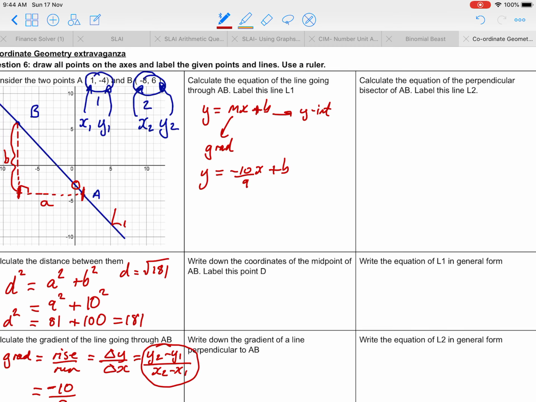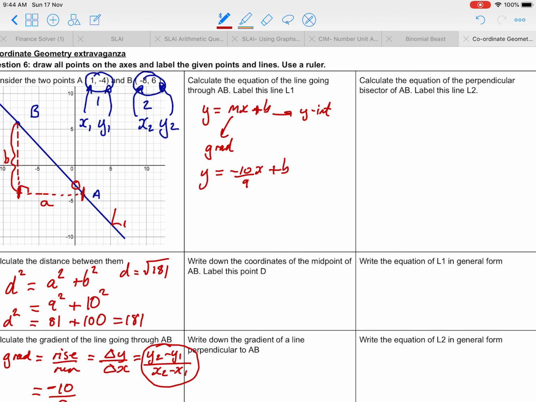So let me just zoom in a little bit. This will look a bit smaller maybe. So if I add on 10 over 9 to both sides, b equals negative 4 plus 10 over 9. And with a little bit of work here, I'm going to put this as a mixed fraction. So this is negative 36 plus 10 over 9. And b equals negative 26 over 9. Okay, so that's a little bit of work with fractions, but that's nothing that you guys can't handle.